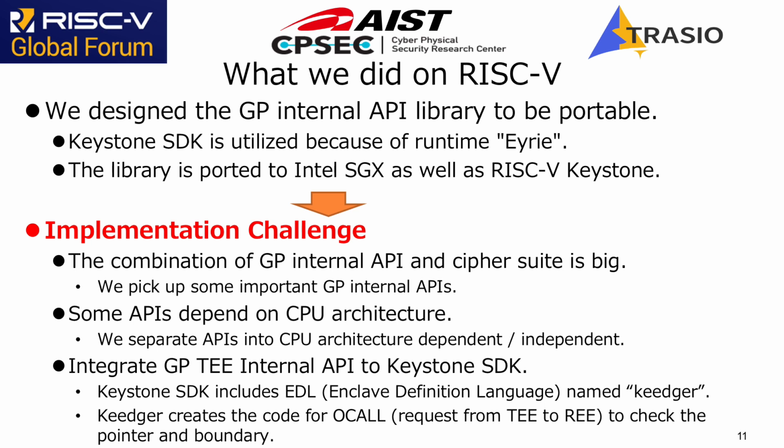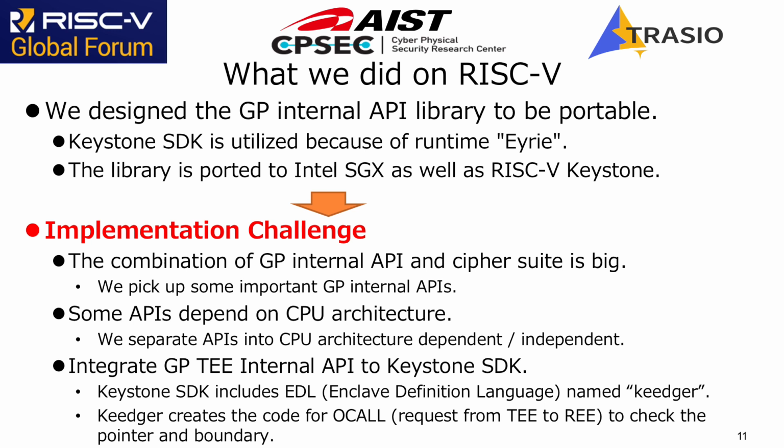To implement it, there are some implementation challenges. There are three implementation challenges. The first one is that the combination of GP internal API and the cipher suite is numerous, so we pick up some important GP internal APIs. The second challenge is that some APIs depend on CPU architecture. We separate APIs into CPU architecture dependent and independent on the crypto library, so we should implement it properly.